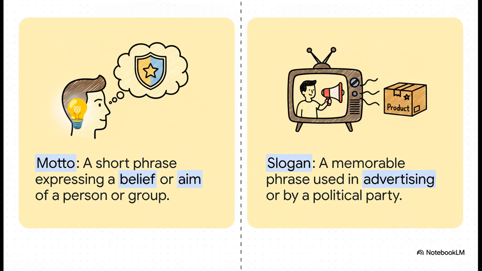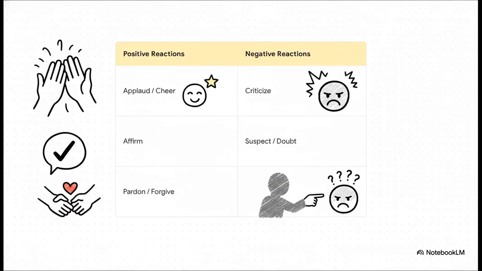A slogan, on the other hand, is for selling something, whether it's a product or an idea. It's got to be catchy. Think, just do it. So, easy way to remember, a motto is for an ideal. A slogan is for an ad. So here we have some words for reactions, and we've split them into positive and negative.